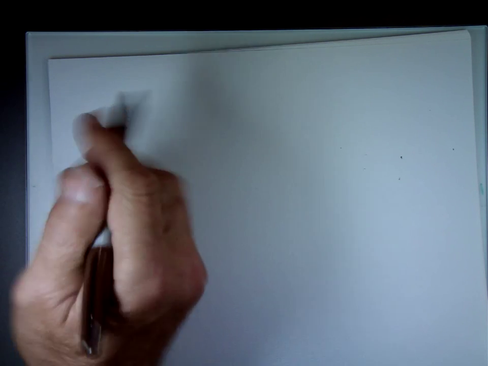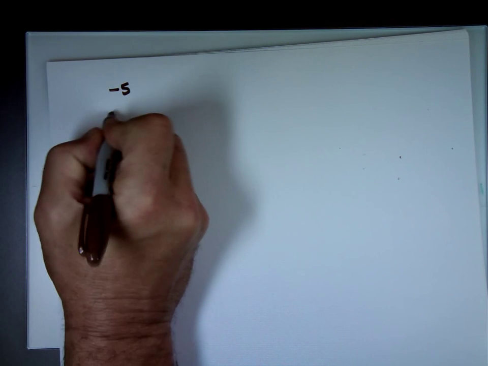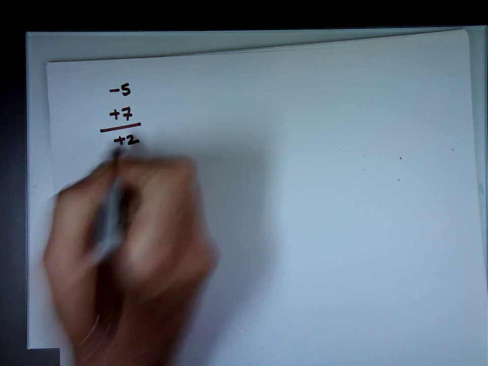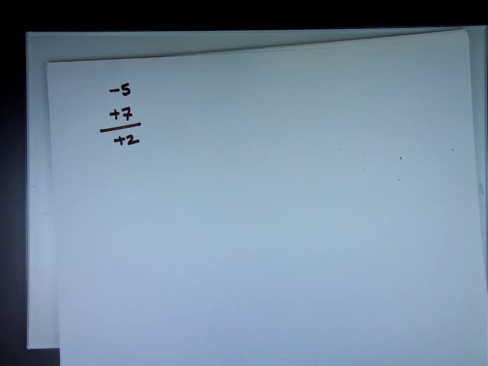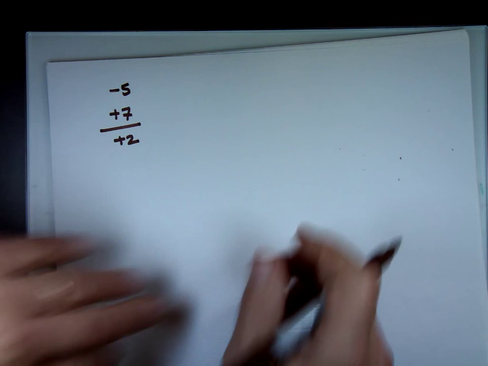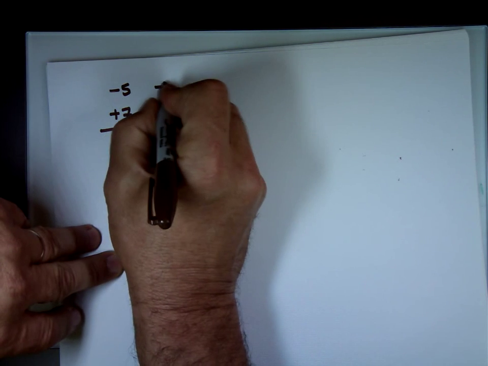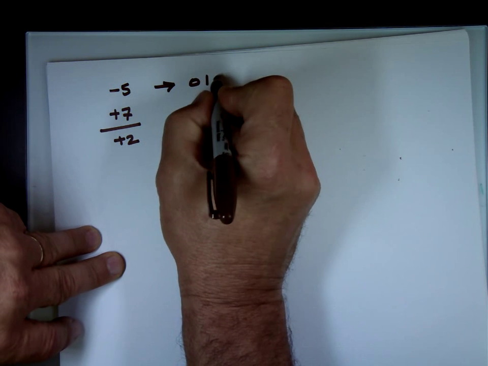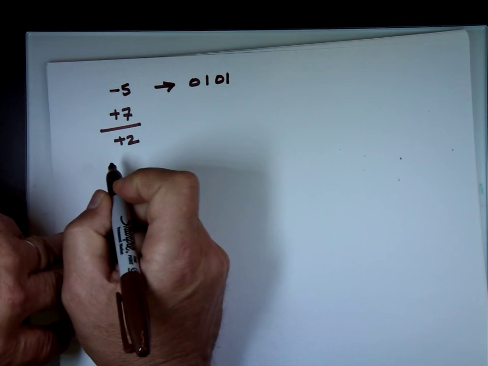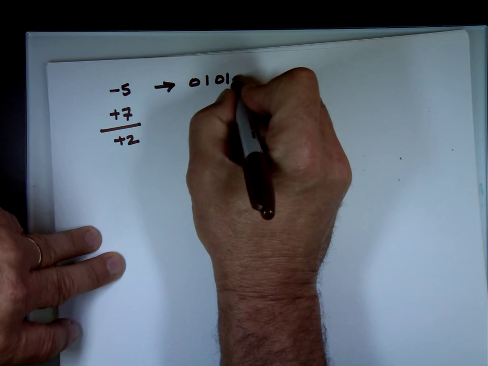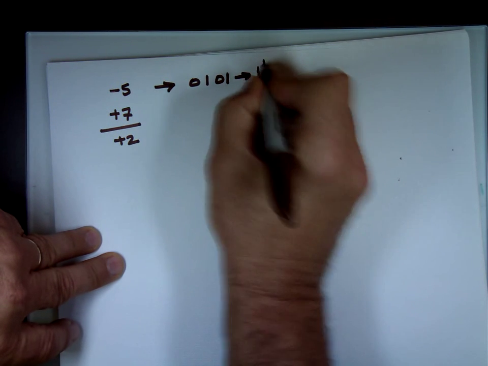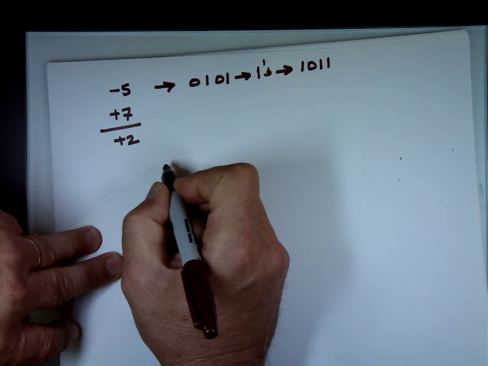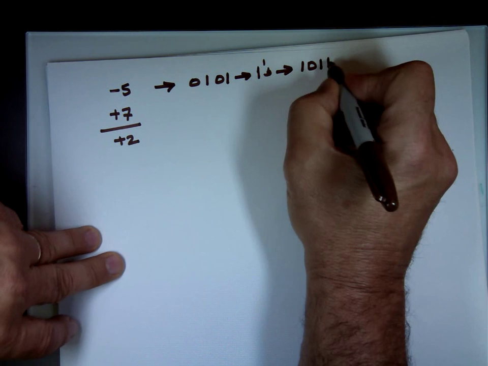Let's say I want to add -5 plus 7. We know the answer is plus 2. Now, the way we add them, remember, it's a 4-bit machine. I need to find the 5 first. The 5 is 0, 1, 0, 1. I need to find the 1's complement of that. What's the 1's complement? 1, 0, 1, 0, right, for now?